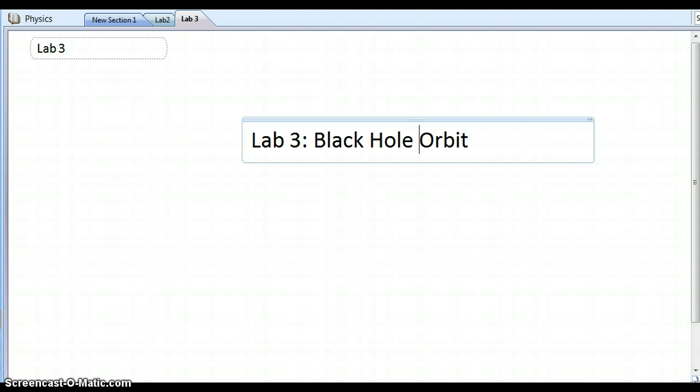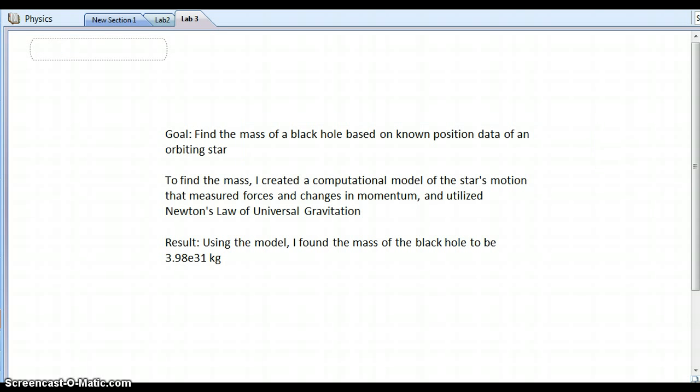This is Lab 3, Black Hole Orbit. The point of this lab was to find the mass of a black hole using position data of a star of unknown mass that was orbiting the black hole. I quantified the motion of the star to determine the mass of the black hole and analyzed the relationship between various forces and changes in momentum.